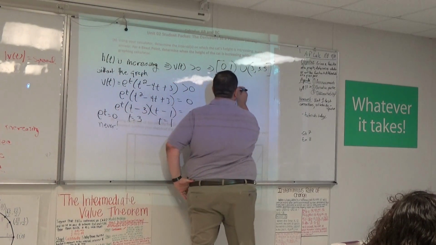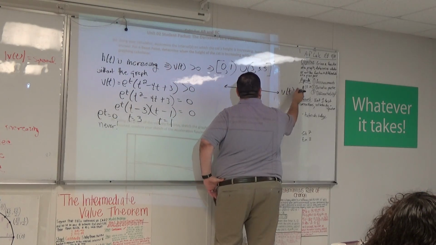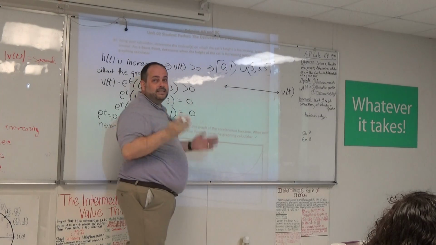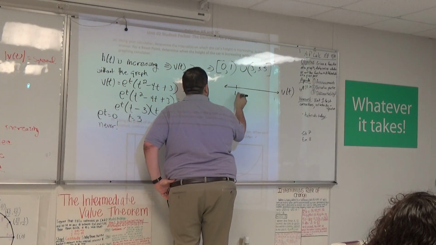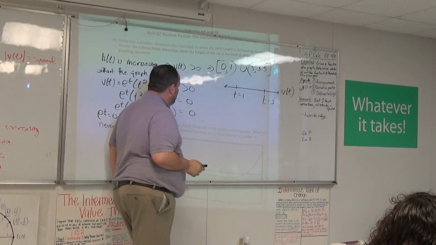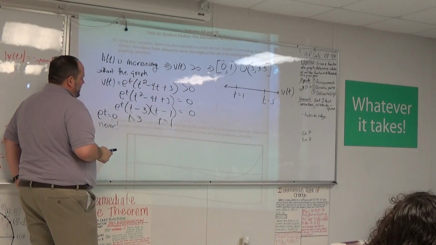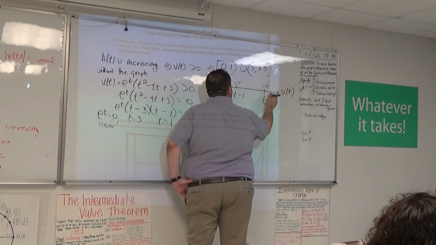So I'm going to go to my number line. And one of the other things I saw in the homework, we're not labeling the number line enough. Tell me what function you're talking about. I know I've got t equals 1. I know I've got t equals 3. And we need to test values in each interval.